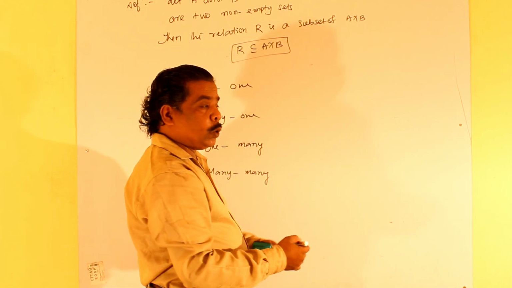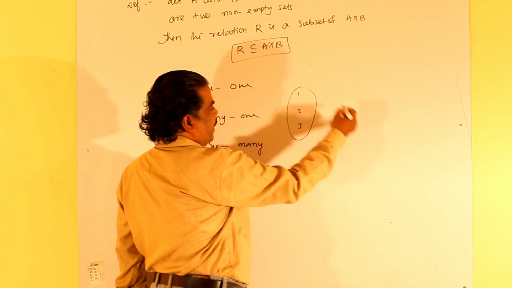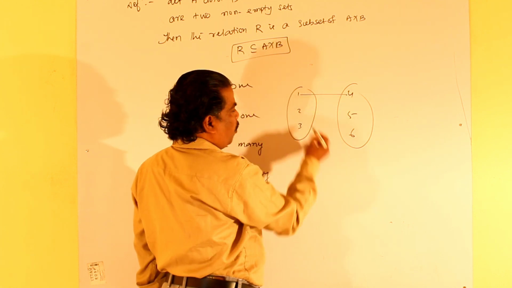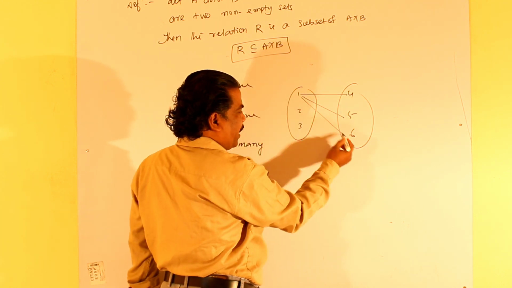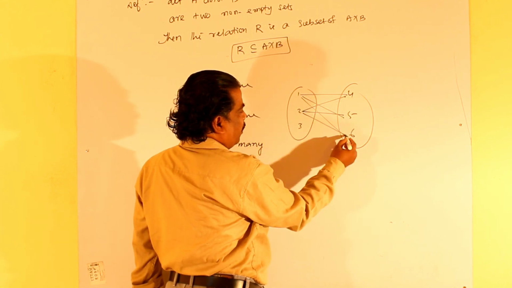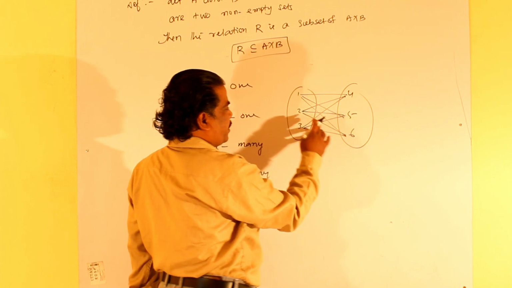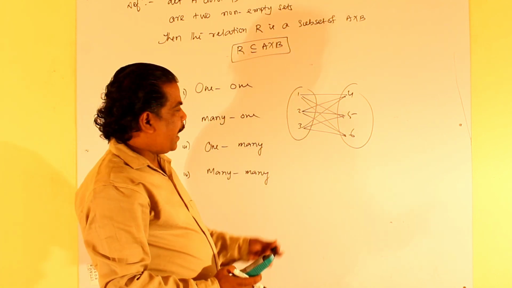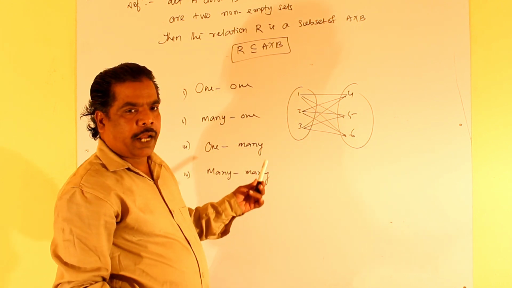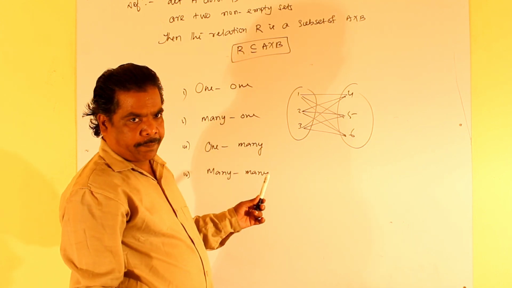Take the relation is not equal to. Set A contains 1, 2, 3 and set B contains 4, 5, 6. Now you observe 1 is not equal to 4, 5, 6; 2 is not equal to 4, 5, 6; 3 is not equal to 4, 5, 6. Here we observe that the relation is many-many. So there are four types of relations: one-one, many-one, one-many, many-many.